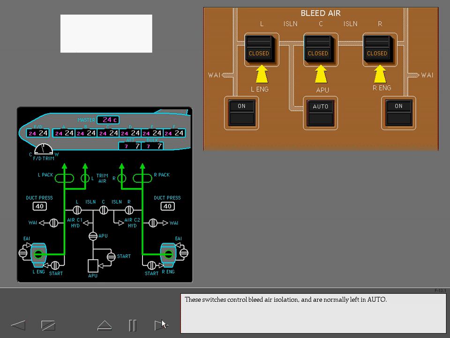These switches control bleed air isolation and are normally left in auto. Select Auto on the left, center, and right bleed isolation switches.